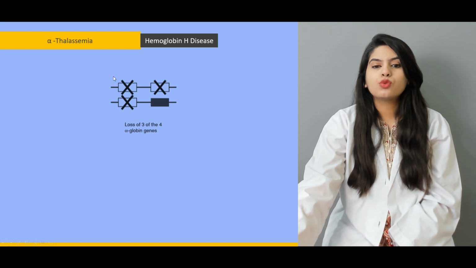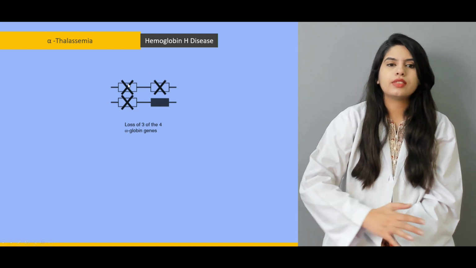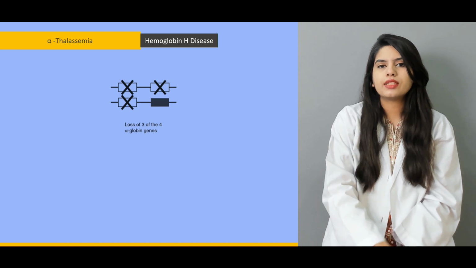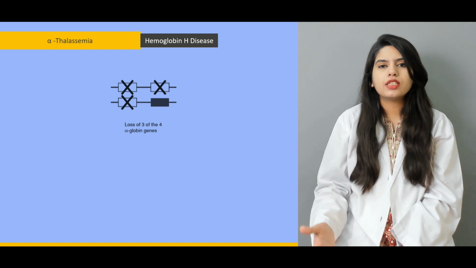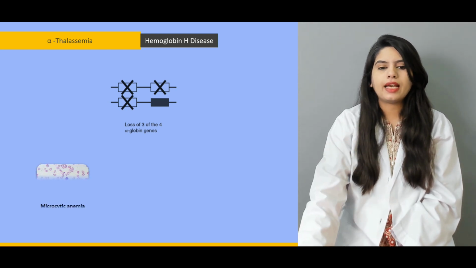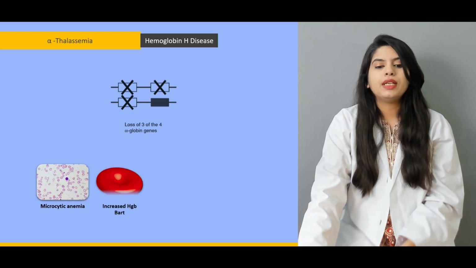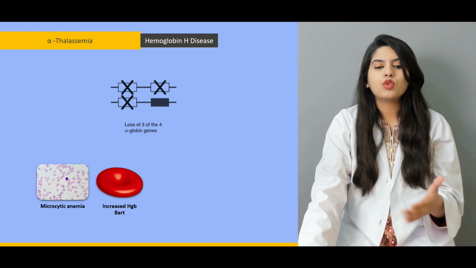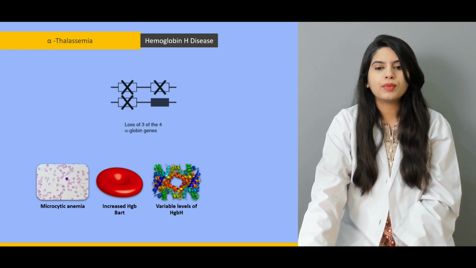Here 2 genes from one chromosome and one from another chromosome will be deleted. So a total of 3 or 4 genes are deleted, causing a deficiency of alpha globin chains and leading to alpha thalassemia. Now, this hemoglobin H disease may manifest as microcytic anemia, and it may lead to an increase in hemoglobin Bart level, or there will be variable levels of hemoglobin H.